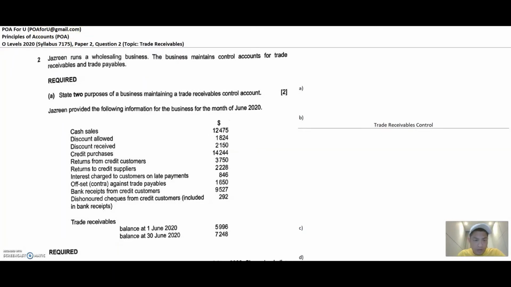Alright, so in this question, we have a business that maintains a trade receivables and payables control account. The first part of the question asks us for two purposes of maintaining a trade receivables control account. Now, this is a 2-mark question with two purposes, so the expected answers are not going to be complicated. It's just going to be straightforward.